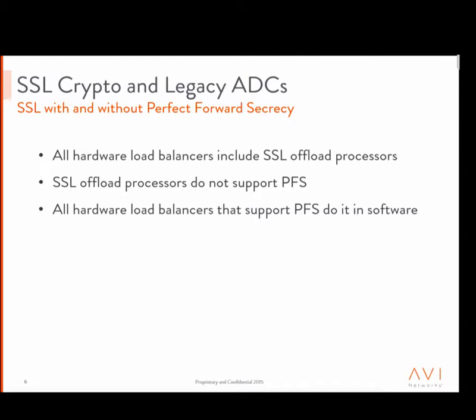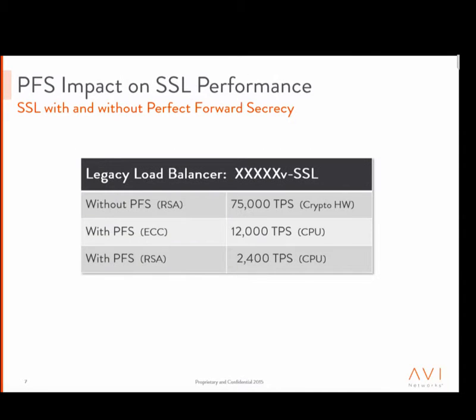That's a bit of a problem. So what happens then is that if you turn on or try to use perfect forward secrecy, for most vendors, it's fine, it'll work. However, what's going to happen is that the hardware load balancers are not doing this in the ASICs. They are doing this in software on a CPU. So what's the impact of that?